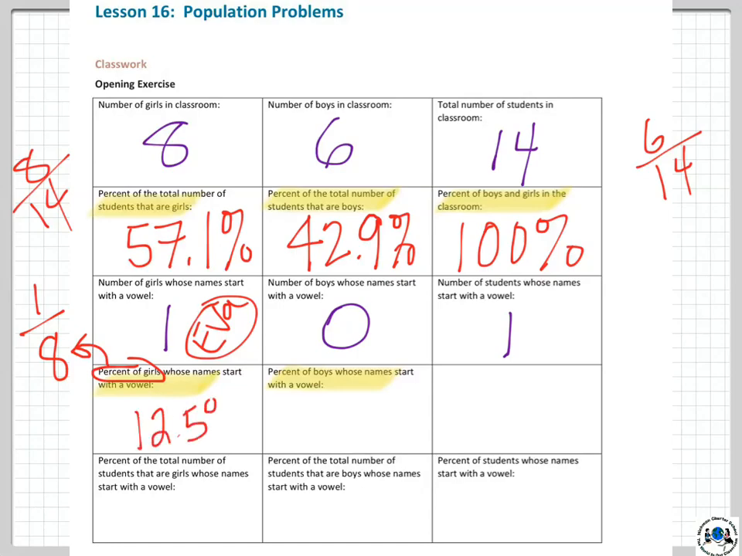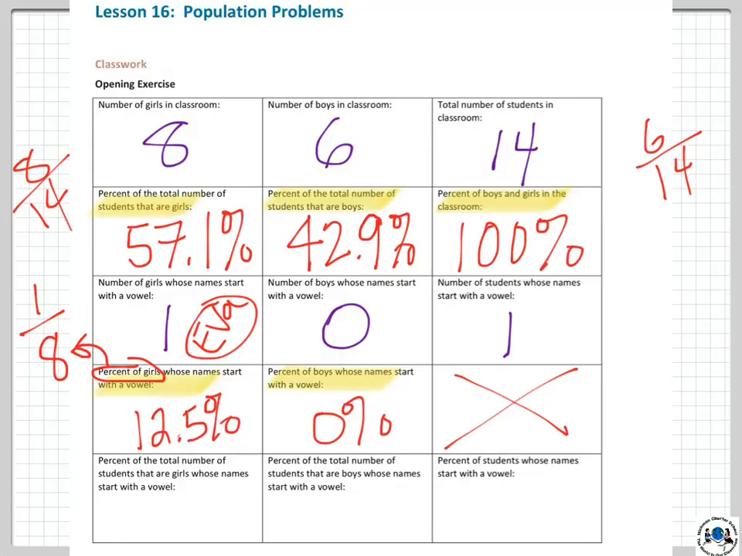Okay, so we have 12.5% of the girls in our class have names that start with a vowel. All right. Now, we have percent of boys whose names start with a vowel. Well, that's pretty darn easy because that is just 0 out of 6, which is, of course, 0%. And I don't know why this box is here. We'll just do that. Not a very exciting prospect here. Probably could have done something different.